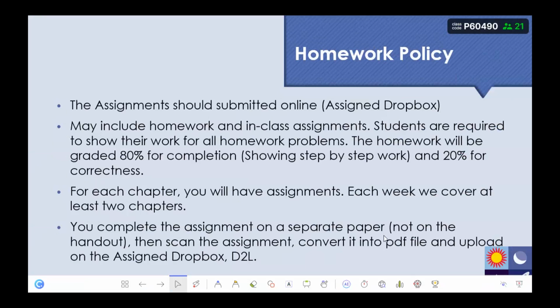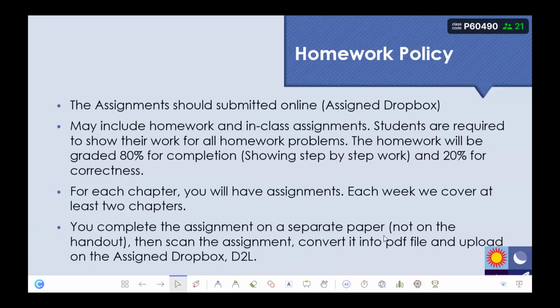Good? Show your work, step by step. And then don't worry about the correctness. 80% is your work. Sometimes I see some people write numbers without knowing what those numbers are. No. Submit your work. Show your work step by step. Sometimes you make a mistake, and that's completely all right.